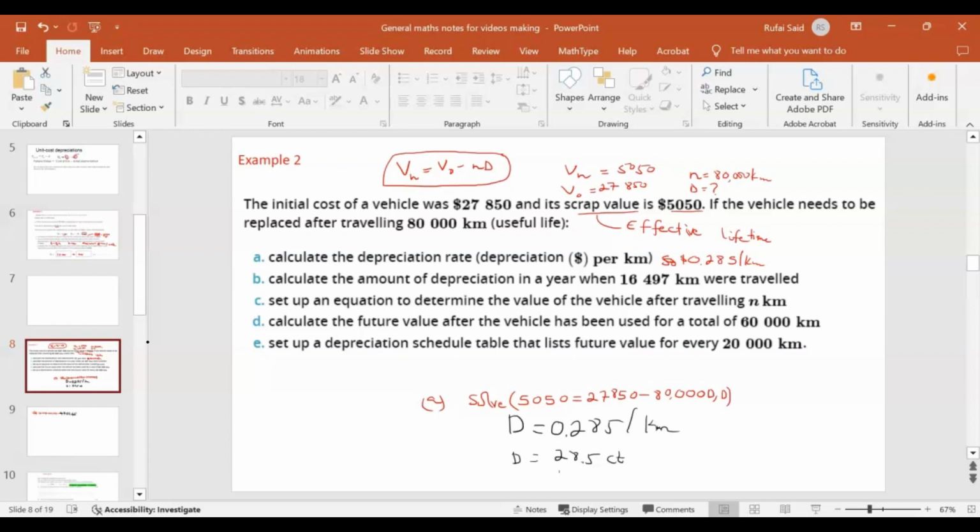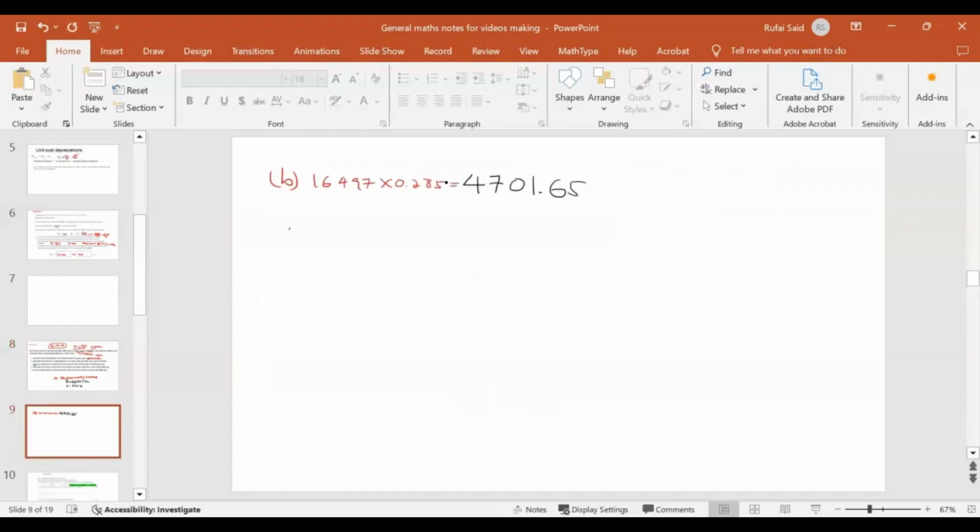I've done B. Set up an equation to determine the value of the vehicle after traveling n kilometers. We know that it's losing a value of that much for every kilometer it covers. So we just need to use this formula. If we write down the formula itself, we're going to substitute everything we know. This time we're going to keep n as it is. So our value will be 27,850 minus 0.285 n, because that's how much it's depreciating every kilometer it covers.